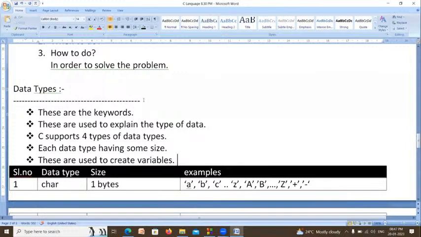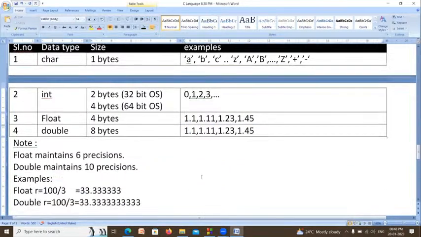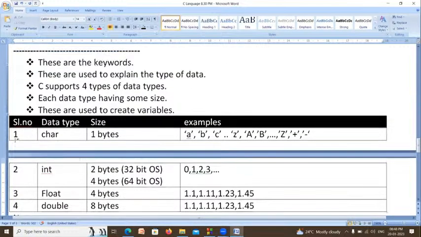In C language, how many data types are there? 4 types of data types are there. What are those? Character, integer, float, and double. Character means alphabets and symbols. Integer means round numbers. Floating point number means it has a decimal point. Double also has the decimal point, but float maintains only 6 fractions. Whenever you say 1.1, then float will be stored like 1.100000. Why? Because it will maintain 6 fractions. But double maintains 10 precisions. That is the difference, right?